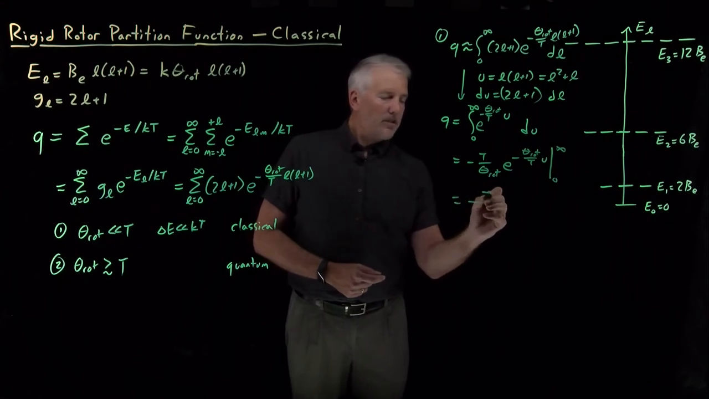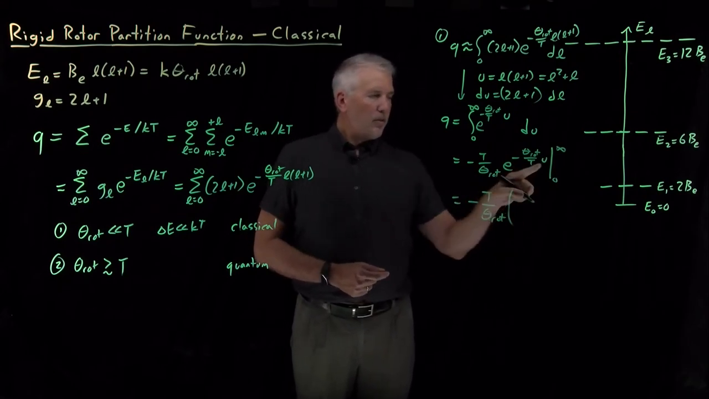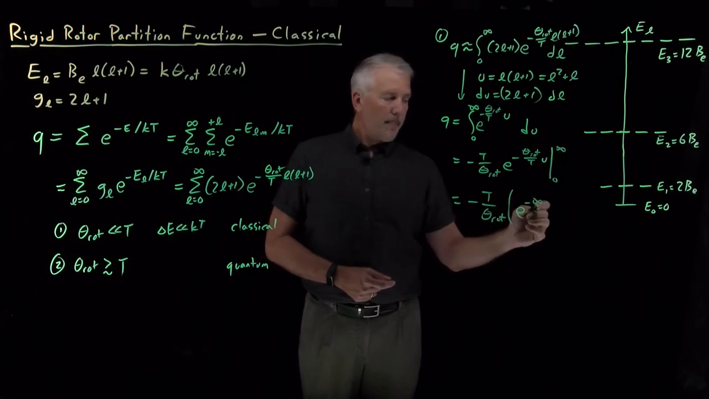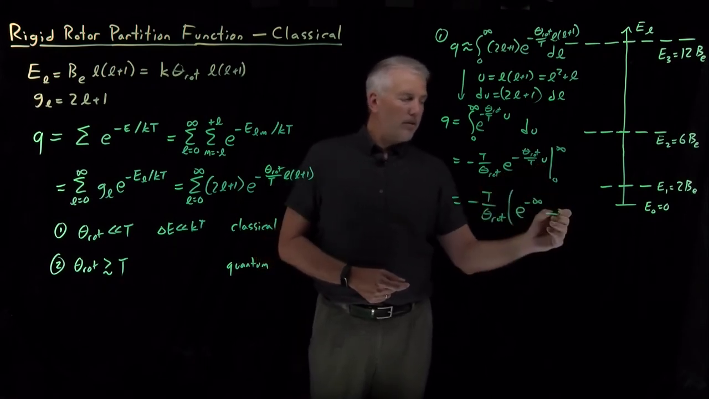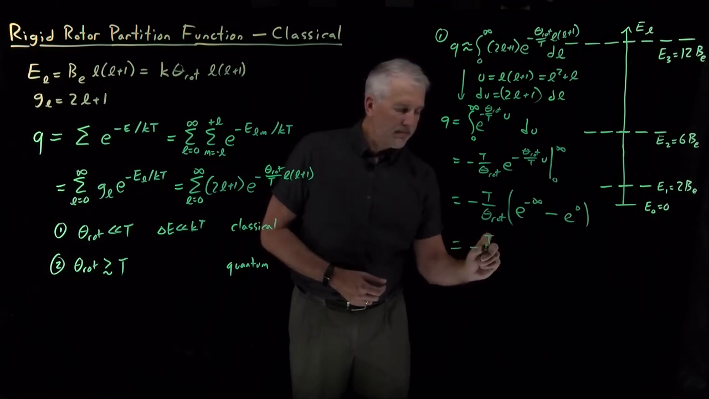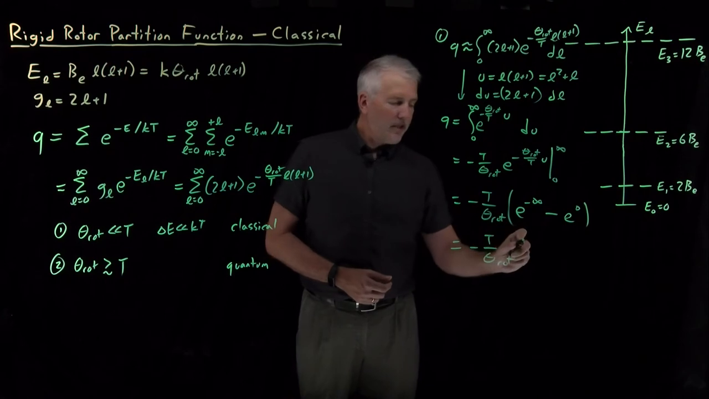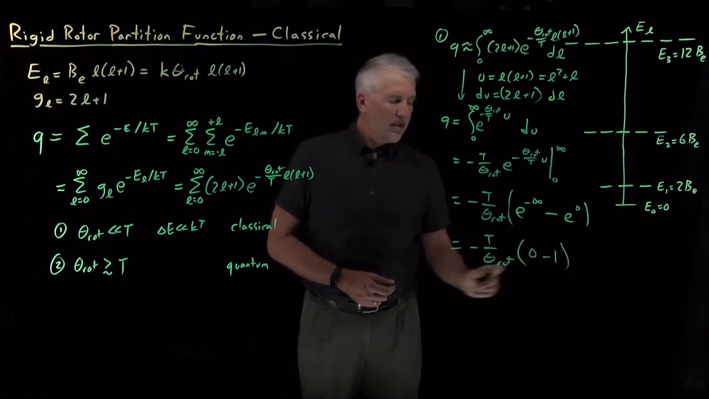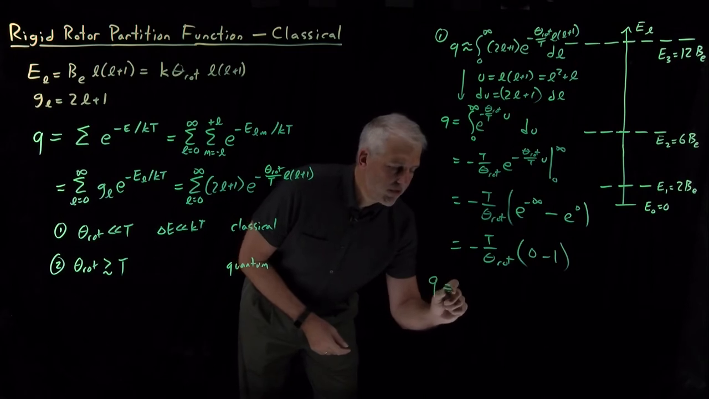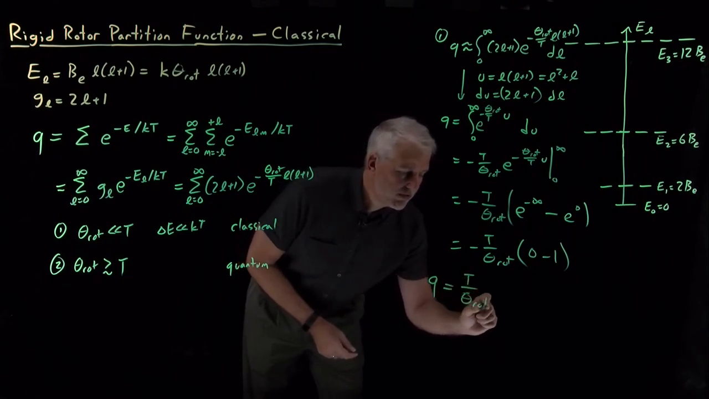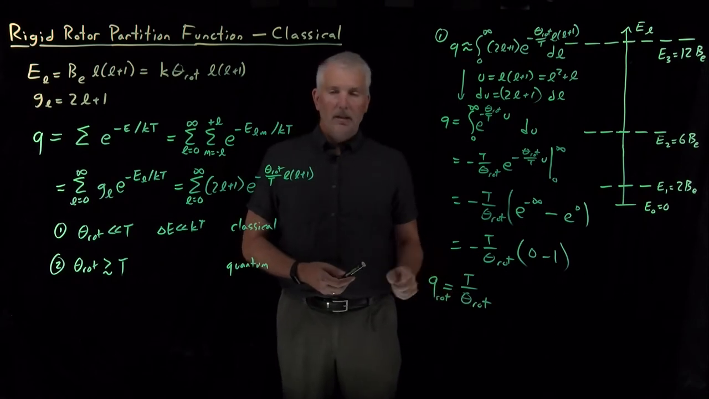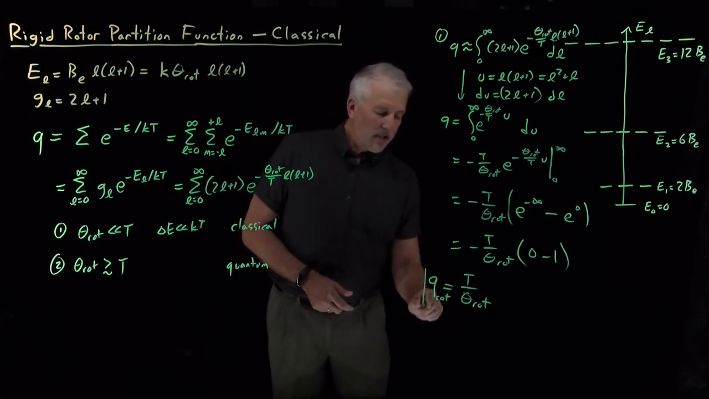So I've got minus T over theta rotational. And then when I plug u in first at the upper limit, I've got e to the minus infinity. And then I subtract the lower limit, e to the minus 0. Minus 0 is the same as positive 0. So e to the minus infinity is 0. e to the 0 is 1. So the quantity in parentheses is negative 1. That'll cancel the negative 1 out front. And I can say that the partition function is T over theta rotational. This is, in particular, the partition function for the rigid rotor, for a rotating molecule that we've treated with the rigid rotor. So I'll go ahead and put that in a box.